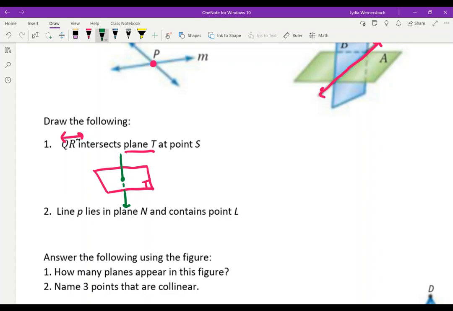So it's a little hard to visualize, but it's like if you had a piece of paper and you shoved a pencil through it, that's essentially what's happening here. Right? So this is line Q, this is QR. And it is intersecting here at point S. If you had a piece of paper and you shoved a pencil through it, where the pencil meets the paper would be that point S. And so this would be an example. There is more than one way to do this.